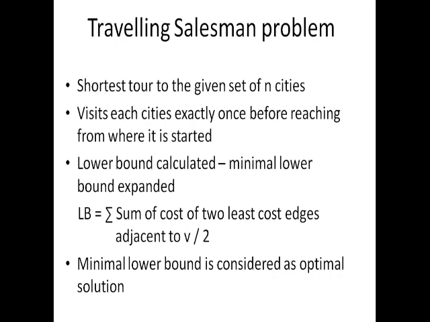So a node is considered. First we have to see the direct connection of the node with all the nodes. We have to add the minimal lower bound values, that is, the minimal cost adjacent nodes.